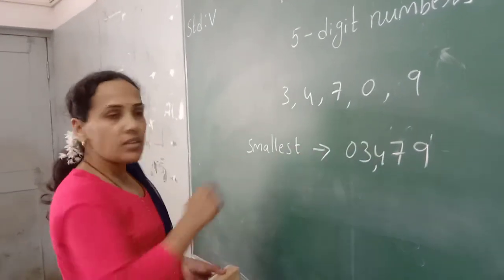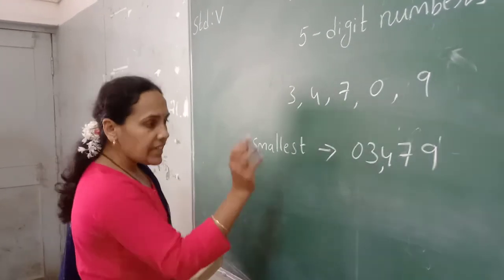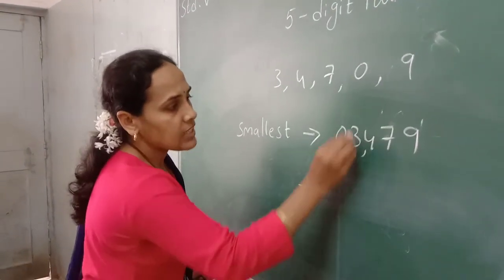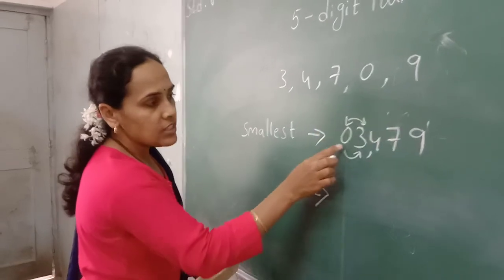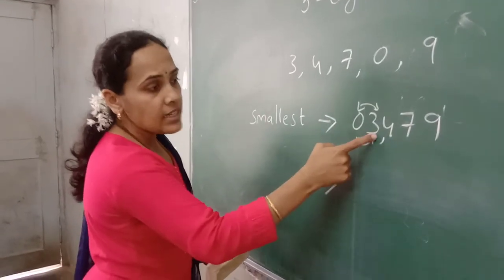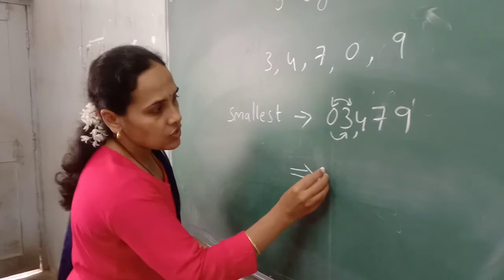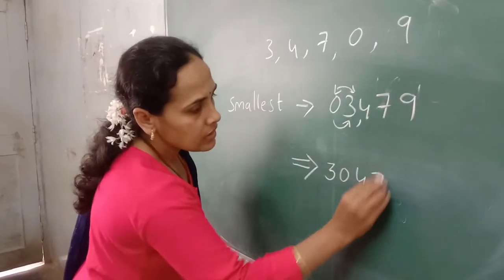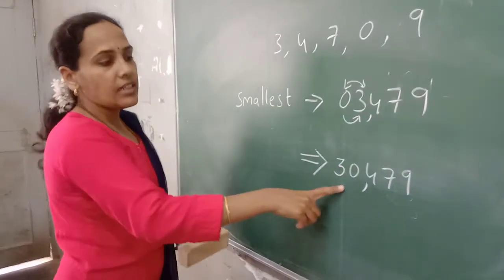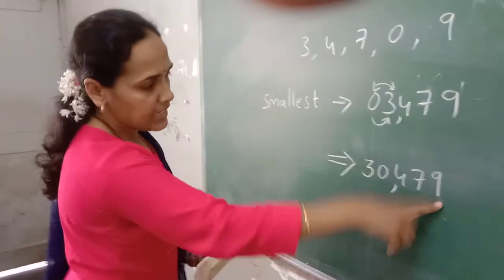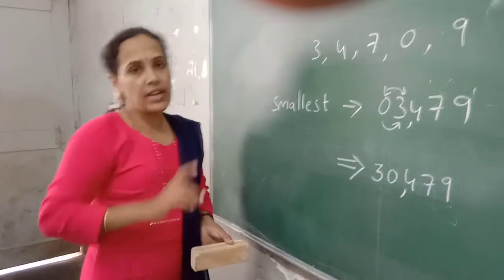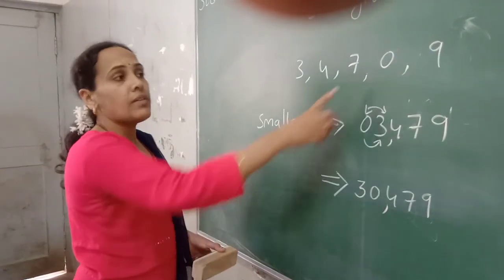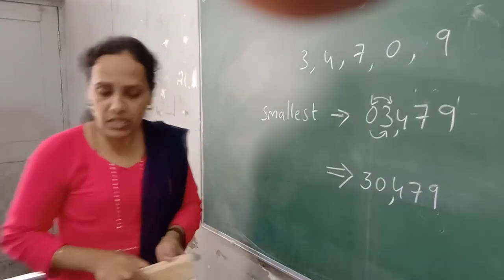If I put a comma and try to read this, I have to read it as 3,479. Then it will be a 4-digit number. So, to make it 5-digit, we have to exchange the places of these two numbers. That is, the 10,000 place and the 1000 place we have to interchange. 3 comes in the place of 0 and 0 comes in the place of 3. Now, we can read it as 30,479. So, this is the smallest 5-digit number formed using these given digits. This is applicable only when 0 comes in the given digits.